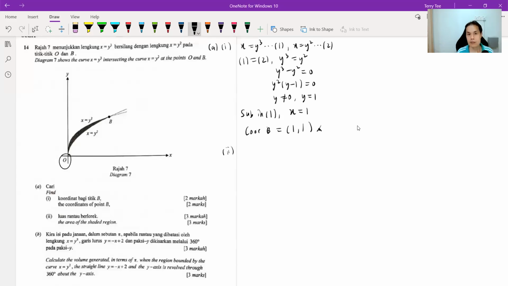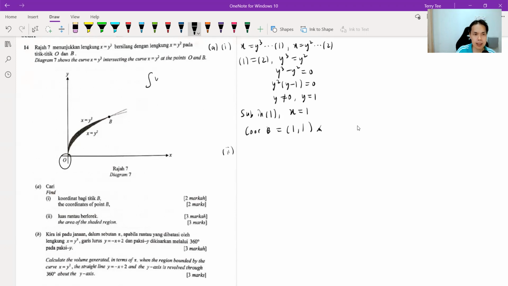Okay. First part, no problem, right? Second part, we are finding the area of shaded region. You can see both regions, right? They are bounded by x in terms of y. So for me, I would just integrate with respect to y rather than with respect to x.